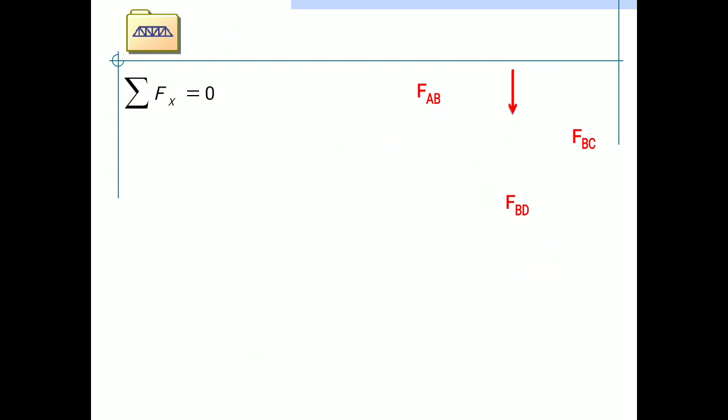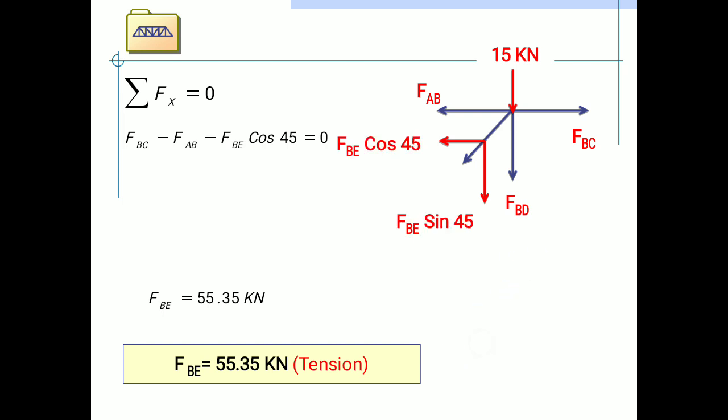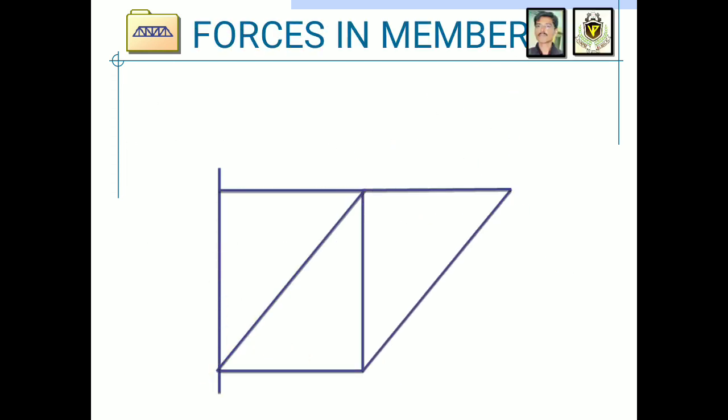Now applying summation Fx is equal to 0. The horizontal members are also three. FBC minus FAB minus FBE cos 45 is equal to 0. By solving this equation, we will get the value of FAB, that is 55.35 kN, which is positive, so it is in tension. The final forces in the members are as follows.